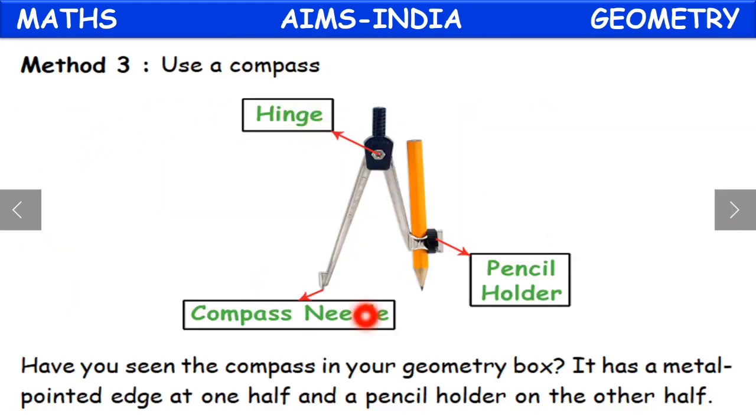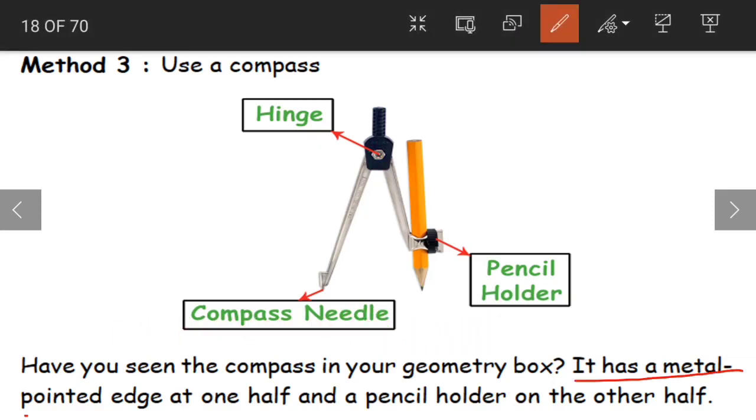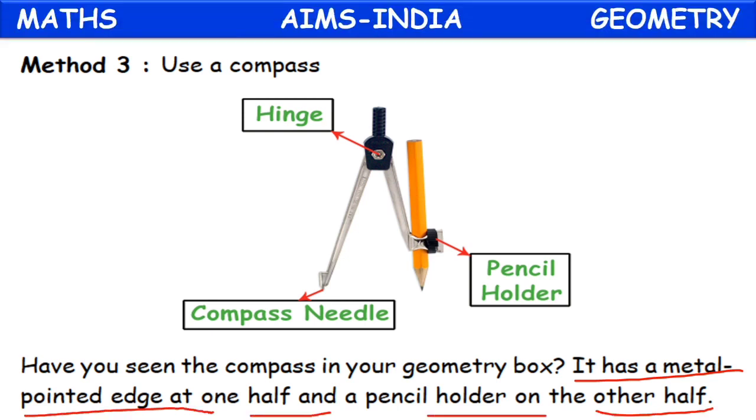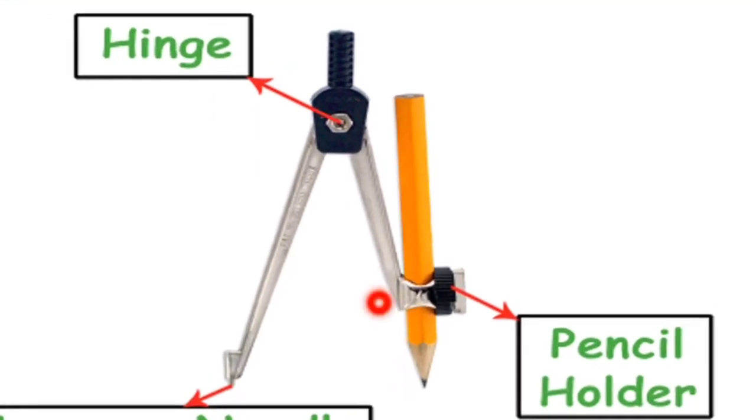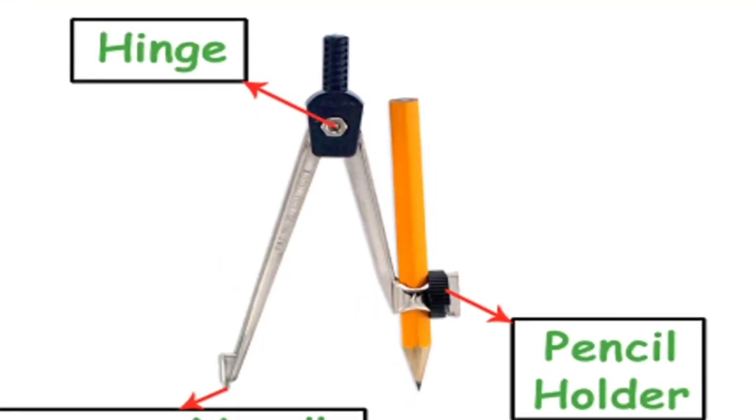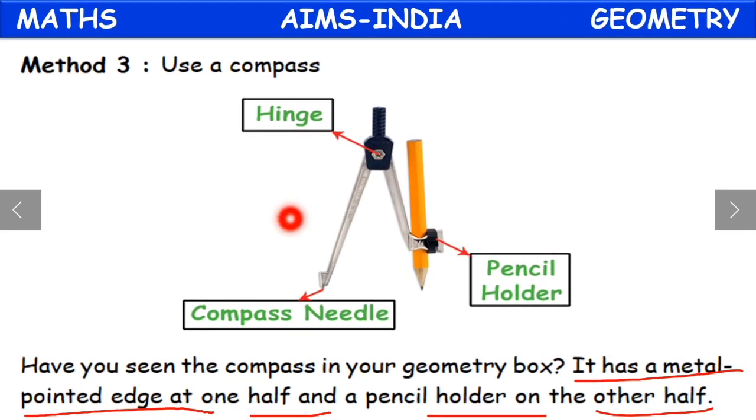Now coming to method 3, use a compass. Now what is this compass? Have you seen the compass in your geometry box? It has a metal pointed edge on one half and a pencil holder on the other half. Now this instrument here, as you can see, is called a compass. What is it called, children? Compass. You might have seen this compass in your geometry box.